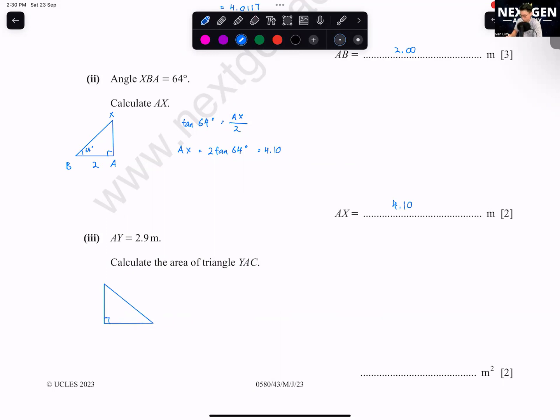So you see here, we got 4.8, we have 2.9. A, C, Y. Half times base times height. We should get 6.96.